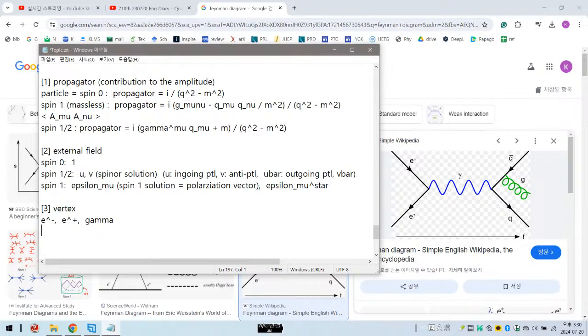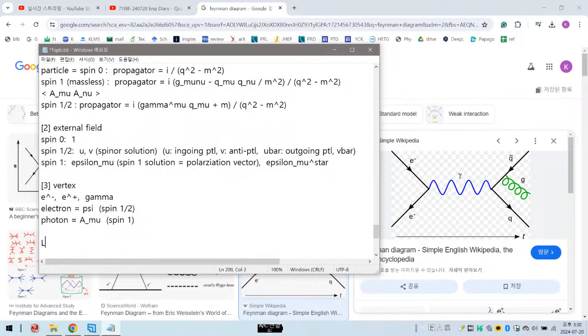If we label each field, for example for the electron, let's assume that the electrons are denoted as psi. This is the spin 1/2 particle, and photons are denoted as A mu. This is a spin 1 particle. In this case, the interaction Lagrangian is written as psi bar gamma mu A mu psi. I will explain why such a form is important.